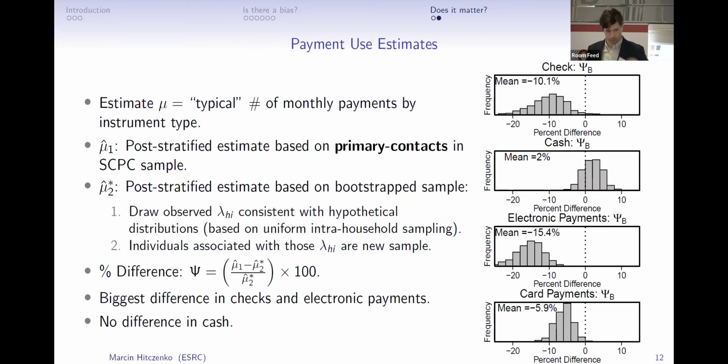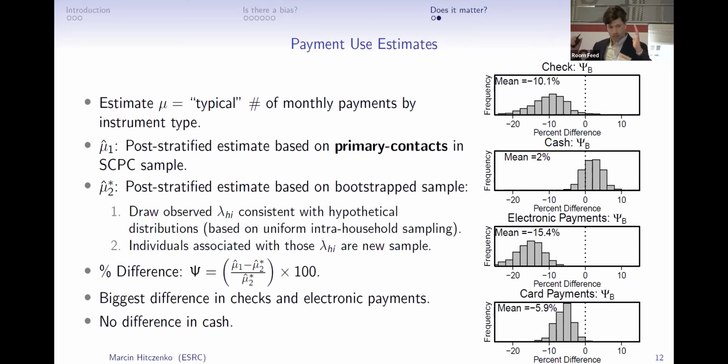Okay, so back to the data. One of the things we're interested in is measuring the typical number of monthly payments by instrument type, which is something that's reported by each respondent in the survey. And we consider here check, cash, electronic payments, and card payments. Electronic payments are like bank transfers, not like Venmo or something like that. And card is credit and debit.